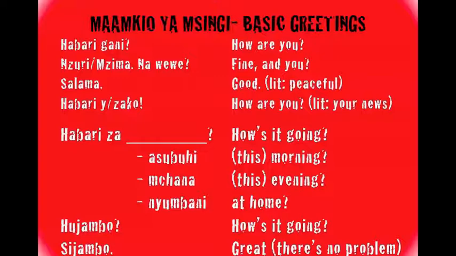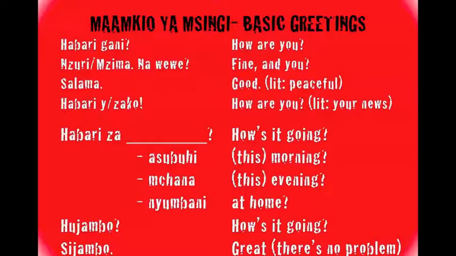Now, this phrase habari za can be used with pretty much any expression to ask about how something is going or doing. So, for example, we have habari za asubuhi, which would translate as how are things this morning, or how are you this morning. We have habari za mchana. So again, rudia tafadhali, repeat please. Habari za mchana, habari za nyumbani, how are things at home.